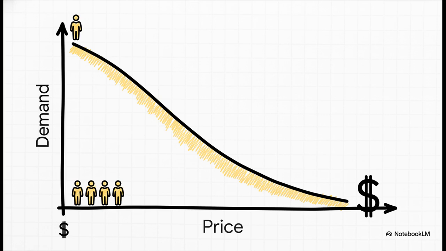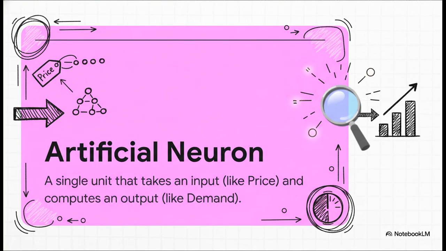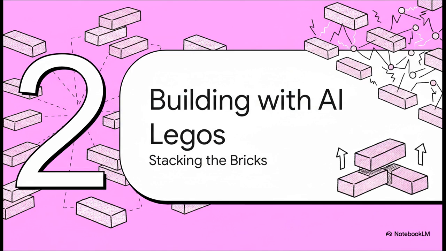This simple line, this little function, that's our starting point. And here is the kicker, the surprising part. What we just described, that little function, that is the simplest possible neural network. No joke. This tiny machine that takes in a price and spits out a demand, that's an artificial neuron. That's our very first building block. Okay, so if that one neuron is our first Lego brick, what happens when we start stacking them, right? Let's see how this thing starts to build.